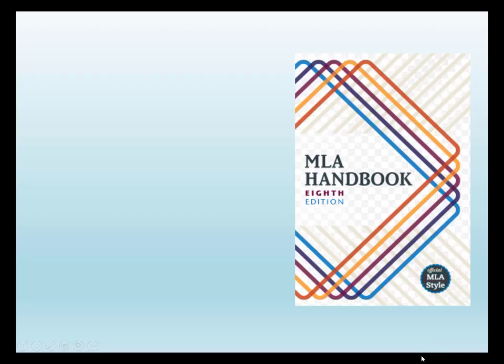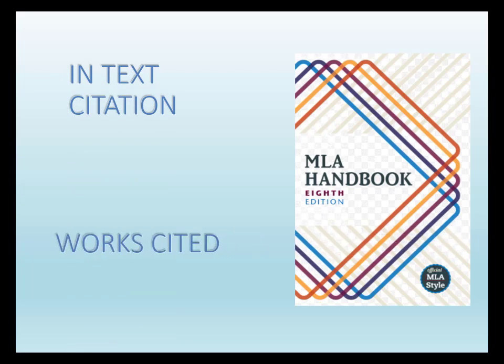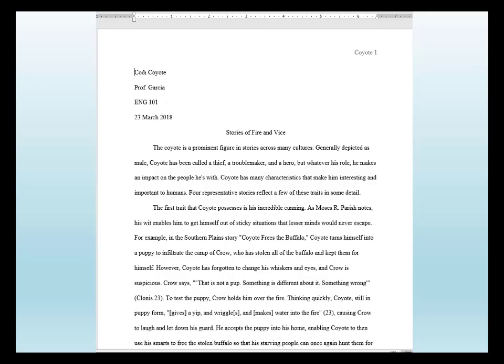In MLA style, when you reference another author's work, you need to use an in-text citation to give credit to the writer as well as an entry on the Works Cited page. The typical way to do this is by naming the author in parentheses at the end of the sentence and by giving the page number.